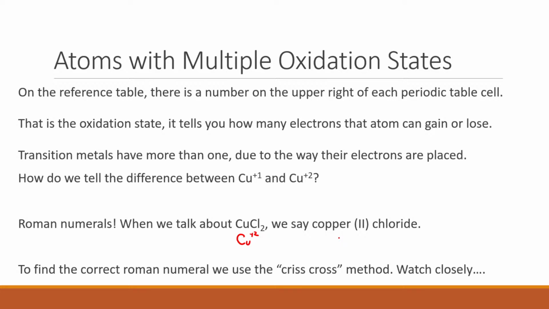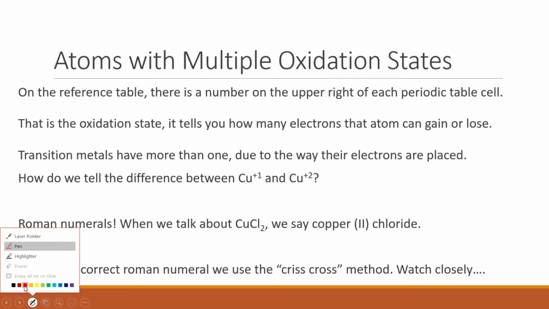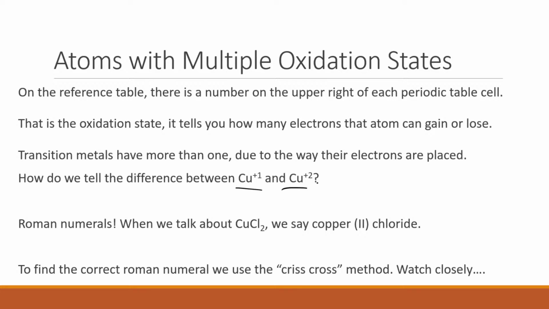And how do we correctly identify the Roman numeral? How do we correctly identify what the positive charge is going to be every time? Well, we use something called the Criss-Cross Method, which is what we're going to talk about for the rest of our lesson today. Now, the Criss-Cross Method has a number of steps, and we're going to slowly go through them and do some examples. Our first set of examples is going to be copper +1 chloride and copper +2 chloride. We're going to show how we use the Criss-Cross Method to differentiate between these 2 things.